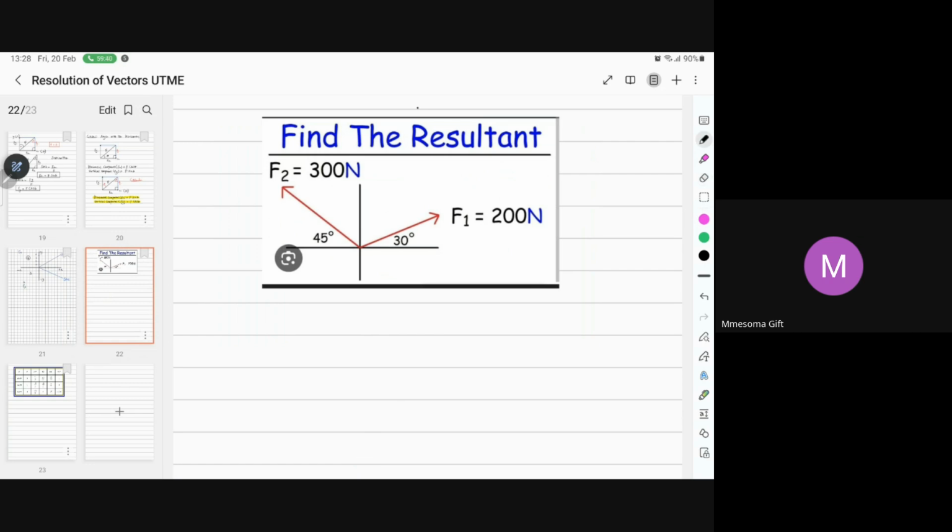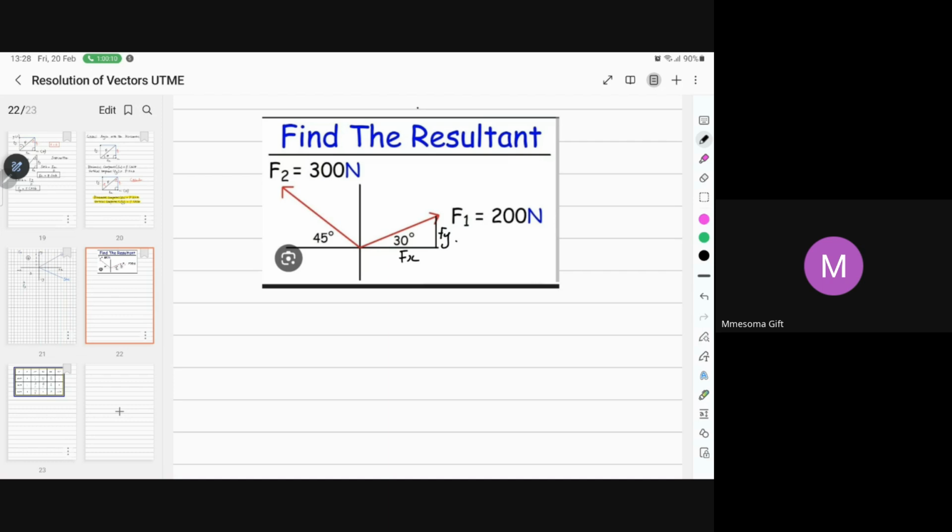All right, so let's resolve accordingly. The first one is F1, and you can see that the angle is with the horizontal. In case you forgot, put a line here and form a right angle triangle. Put this side to be your Fx, and this side to be your Fy.